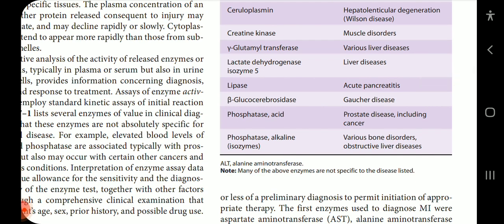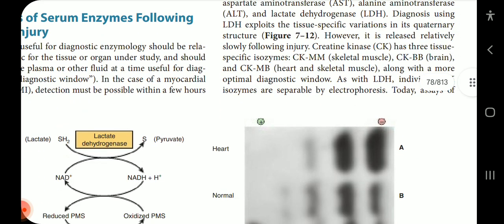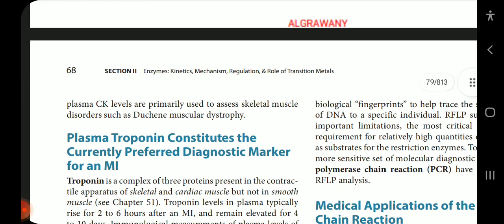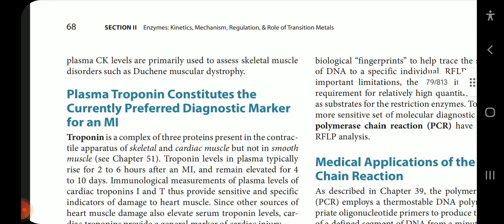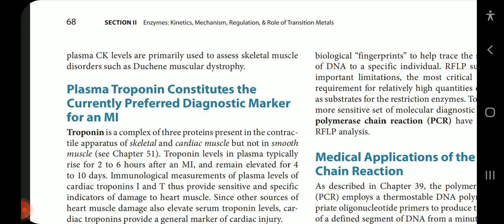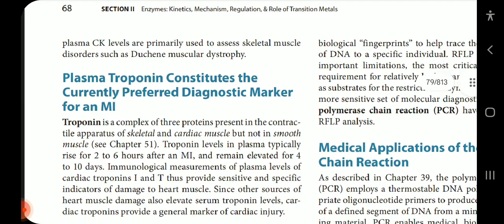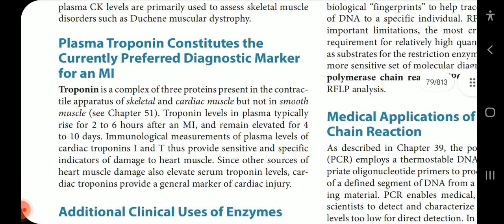Okay. Now, coming back to it, today the assays of plasma CK levels are primarily used to assess skeletal muscle disorders such as Duchenne muscular dystrophy. Plasma troponin constitutes the currently preferred diagnostic marker. Troponin is a complex of three proteins present in the contractile apparatus of skeletal and cardiac muscle but not in smooth muscle. Troponin levels in plasma typically rise for 2 to 6 hours after an MI and remain elevated for 4 to 10 days.